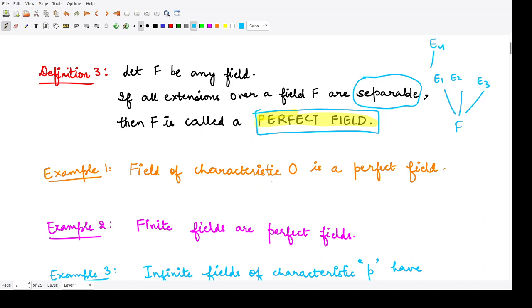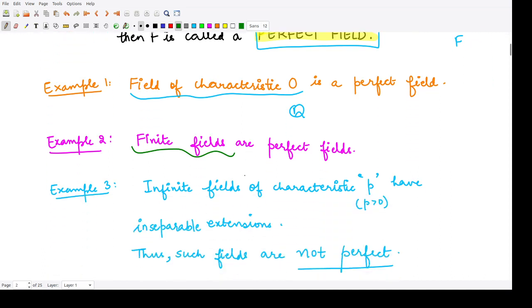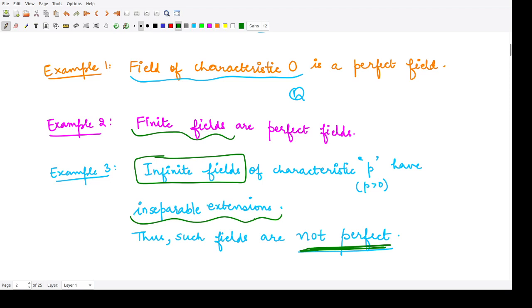The first example is a field of characteristic 0. That means the field of rationals is a perfect field. And then we say all finite fields are also perfect. That means every extension of those fields is separable. And lastly, in this example we see that infinite fields in general are not perfect. Why? Because they have inseparable extensions also in addition to separable extensions. That is why they are not perfect at all.